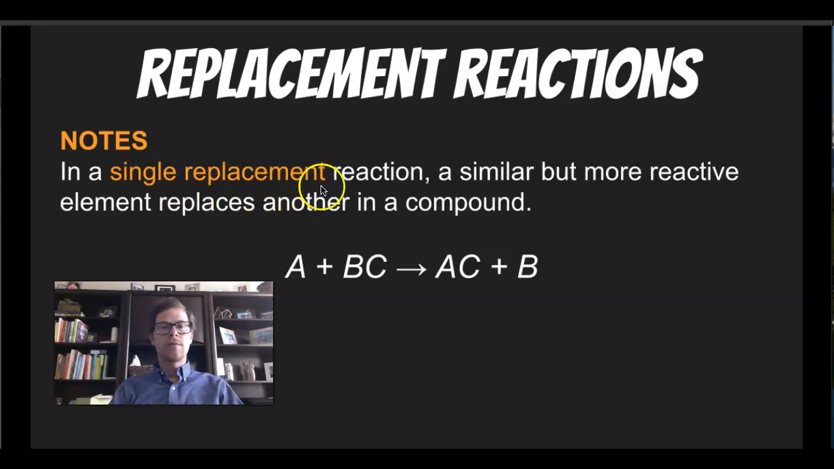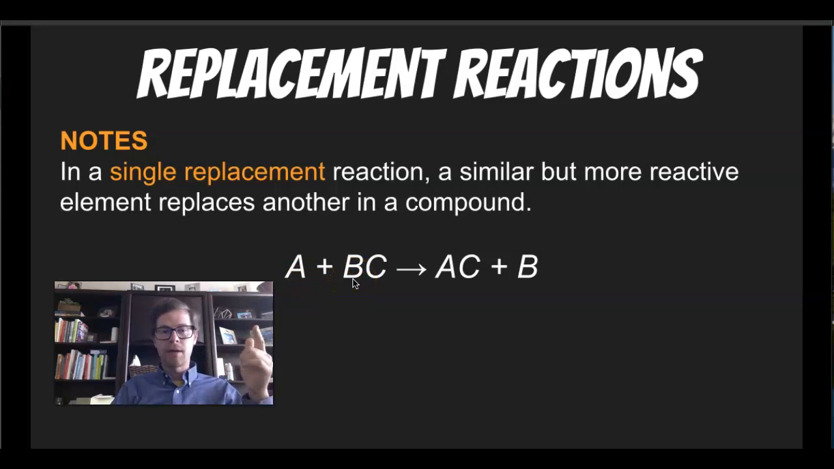So in a single replacement reaction, you have a similar but more reactive element replacing another one in a compound. So in this case, let's consider this example. We've got substance A, which is, let's say, a pure element, and then substance BC, which is a compound. And in the course of the reaction, A takes the place of B because it's more reactive.